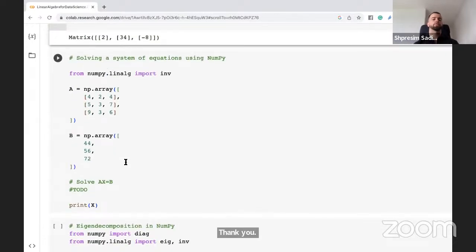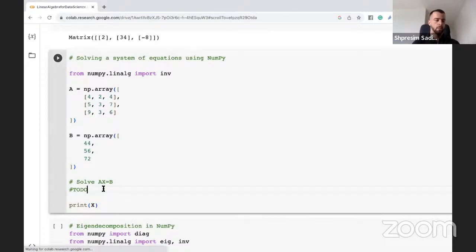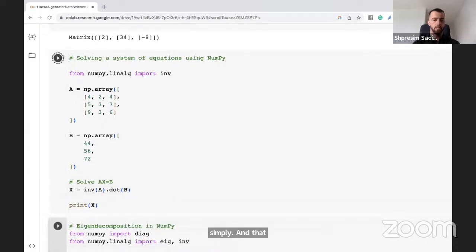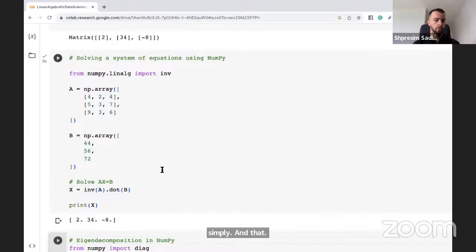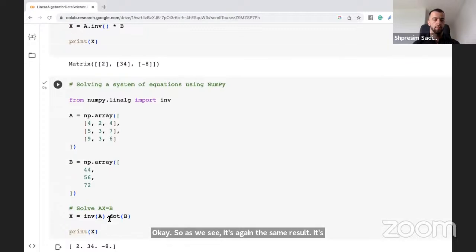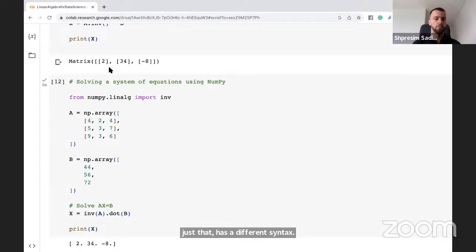Not only can we solve the system of linear equations using SciPy, but we can also do this using NumPy actually. And the way to do this, again, we have the same matrices A and B, and X is simply the inverse of A dot B. And then we can print X. So as we see, it's again the same result. It's just that NumPy has a different syntax for showing the matrices.